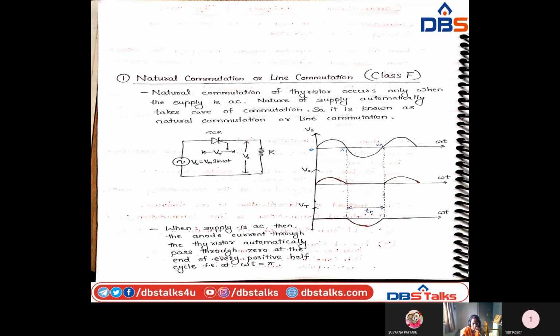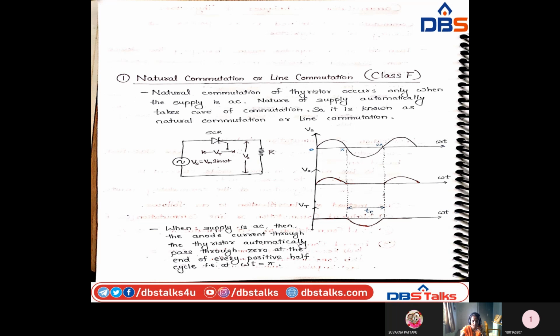Okay. So the thyristor will be connected to a resistive load, and the voltage applied is a sinusoidal voltage. Natural commutation of thyristor occurs when the nature of the supply automatically takes care of the commutation. So it is known as natural commutation or line commutation. In natural commutation, we don't use any technique. The anode current comes to zero naturally.